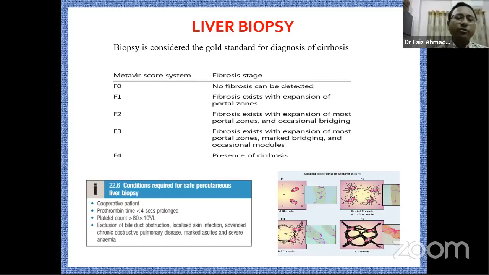There are also some contraindications when we cannot advise liver biopsy. If the prothrombin time is very much prolonged, if the platelet count is less than 80,000, or if there is gross ascites, then we cannot go for liver biopsy.